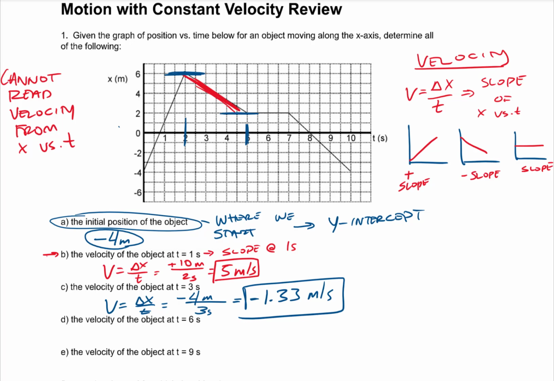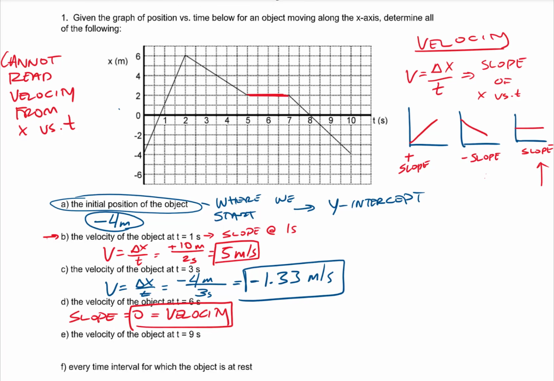The velocity of the object at 6 seconds. For the velocity of the object at 6 seconds, we're looking at this section of the line. But if we look over here, I see that that slope is 0. If the slope is 0 at 6 seconds, then the velocity is also 0 at 6 seconds. So I don't have to do any more work than that. The velocity at 6 seconds is 0.